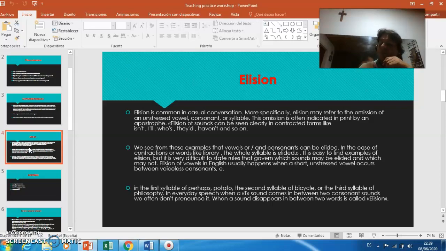Elision of vowels in English usually happens when a short unstressed vowel occurs between voiceless consonants. In the first syllable of perhaps and potato, the second syllable of bicycle, or the third syllable of philosophy. In everyday speech, when a sound comes between two consonant sounds, we often don't pronounce it. When a sound disappears in between the words, it's called elision.